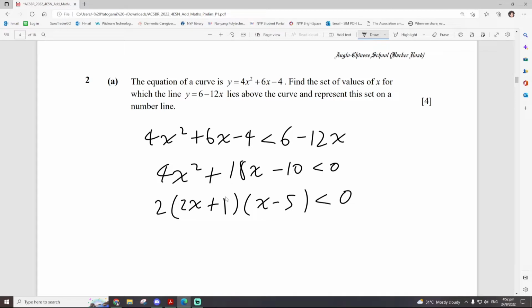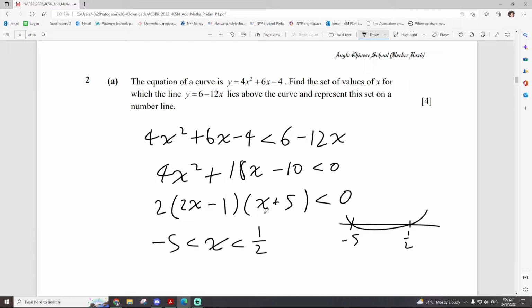Okay? And you can do a sketch if you need to. This will be minus half and this will be 5. So you can see from here that negative half, this is the other way around, now that I think about it. This is 2x minus 1, x plus 5. Okay, this is half and negative 5. This is negative 5 and half rather. From here you can see that negative 5 is less than x less than half.